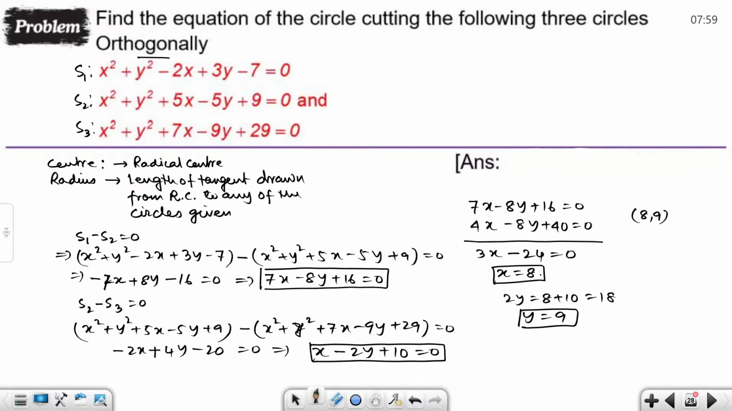Now we have to find out the radius of the required circle. The radius of the required circle is the length of the tangent drawn from this point on any of these circles you choose, because their lengths will be equal.